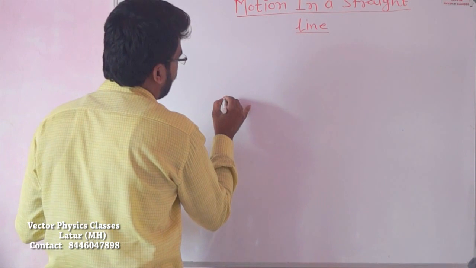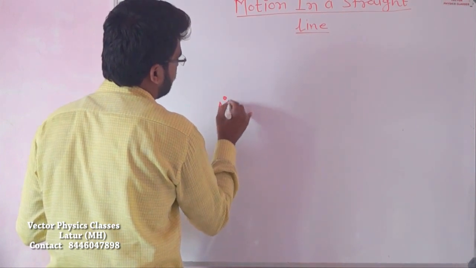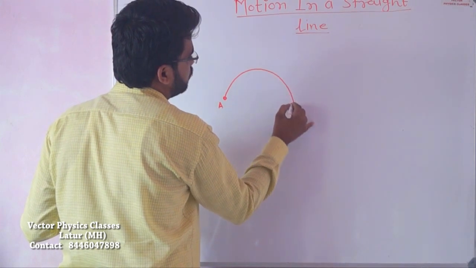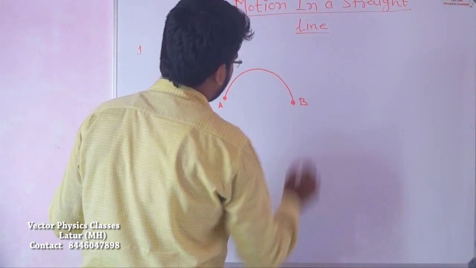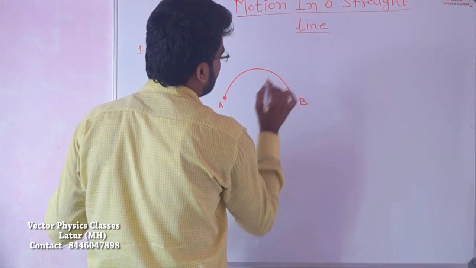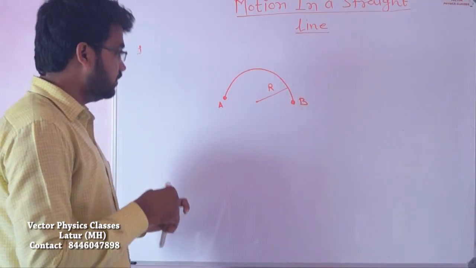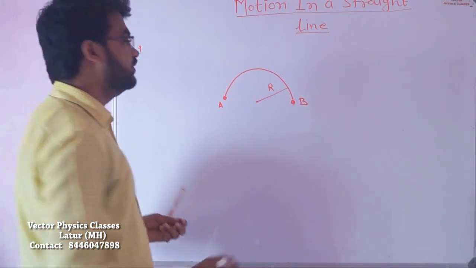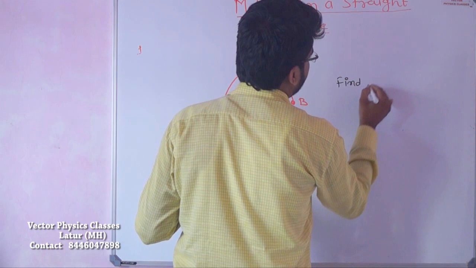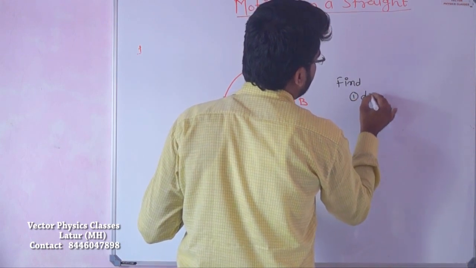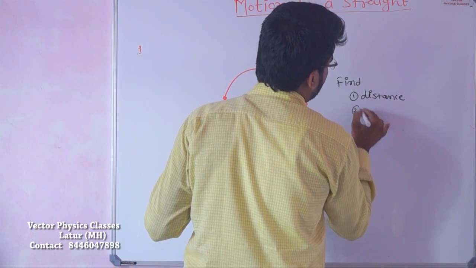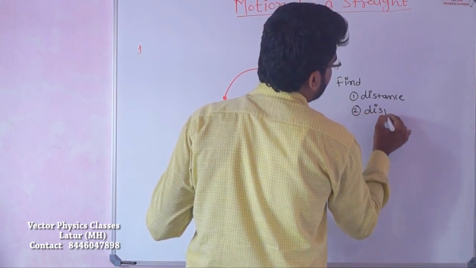So now we'll take one example. Let us consider object moves on a circular track from point A to point B of radius, let us suppose capital R. Then find number 1, distance, number 2, displacement.